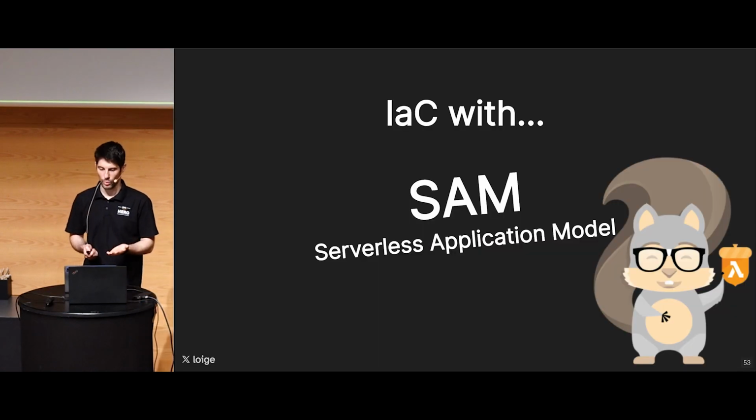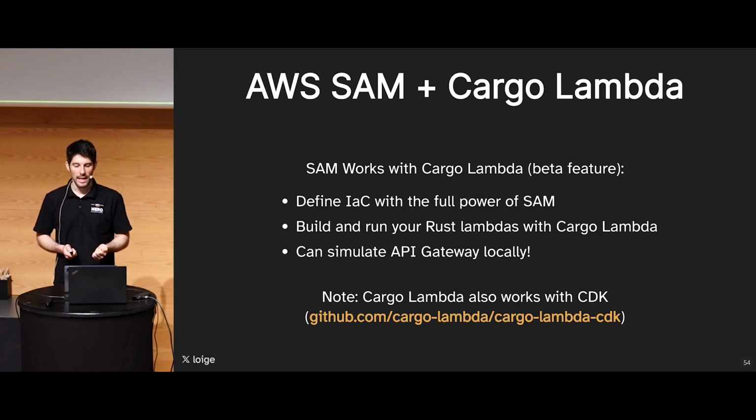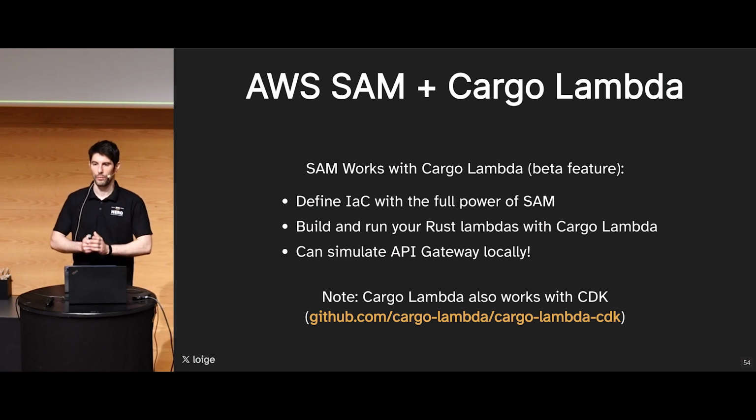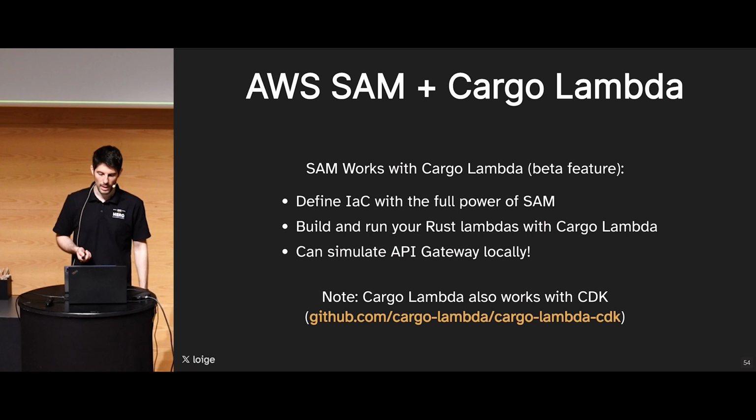But thankfully, you can use Cargo Lambda with SAM or even CDK if you want. And the idea is that at that point, you get the best of both worlds. You get to define all your infrastructure as code with SAM, so you can define all of your dependencies. You can have one stack that describes your application. But then when you have Lambdas written in Rust as part of your stack, you can tell Cargo Lambda to do all the building and packaging correctly. And you can even test an API Gateway locally with SAM and run Rust code behind the scenes.